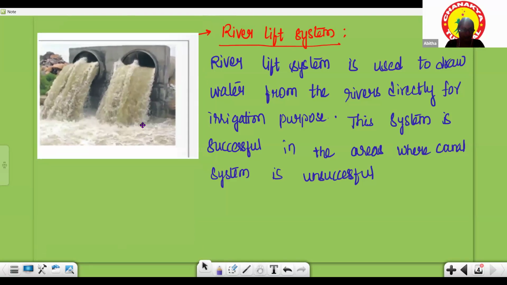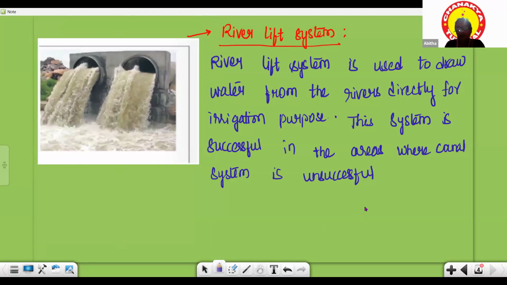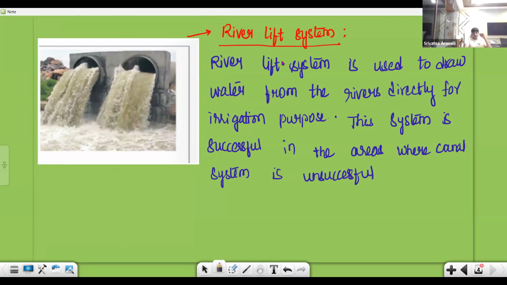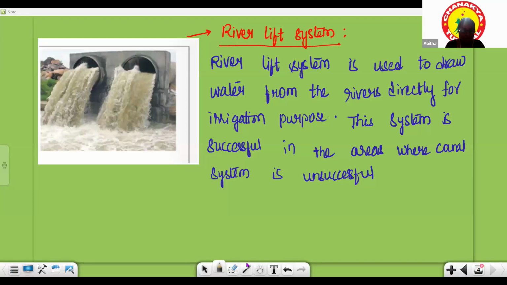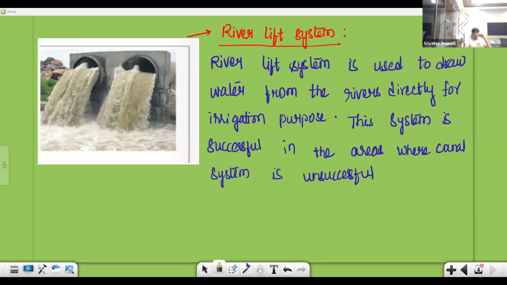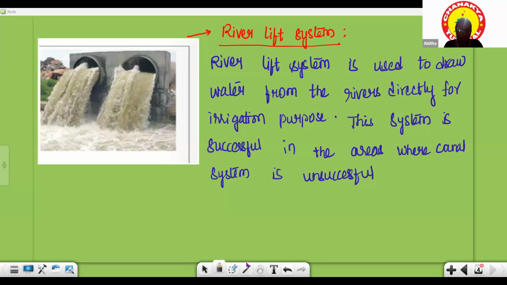So this is about river lift system. What do you understand in the river lift system? Please read this, Srivatsa. What is river lift system? River lift system is to draw water from the river directly for irrigation purpose. The system is successful in the areas where canal system is unsuccessful.